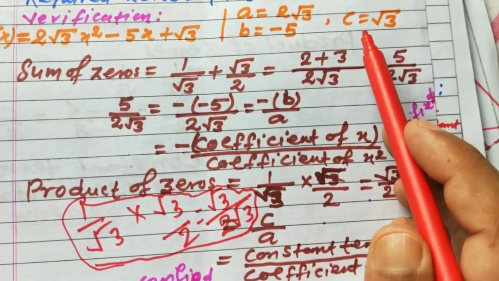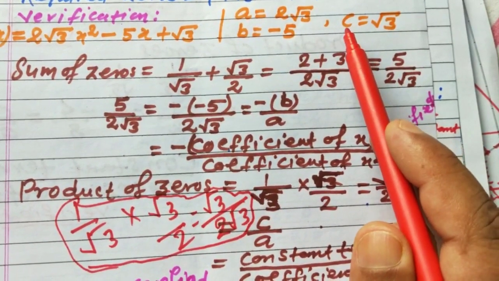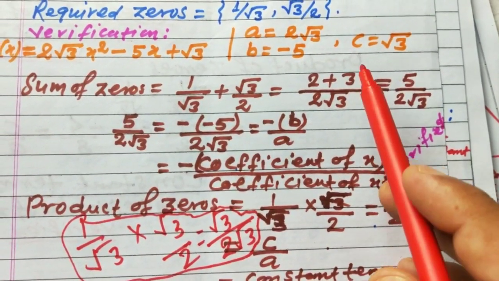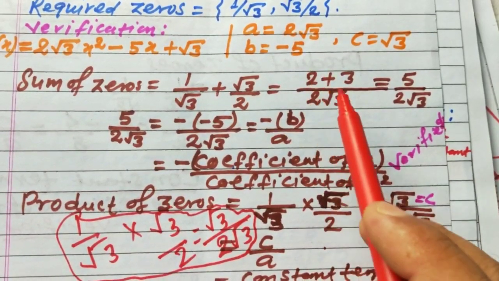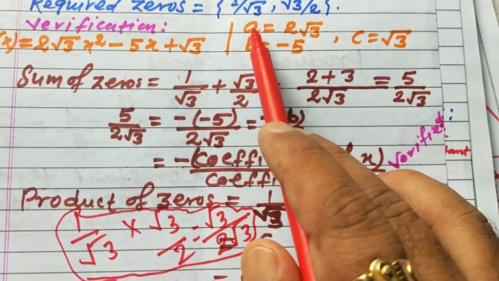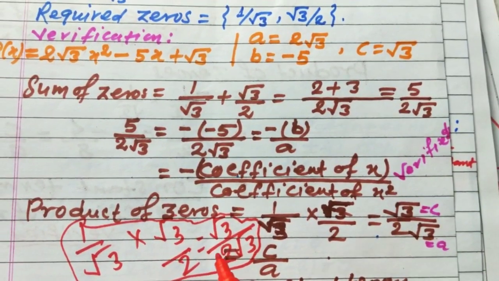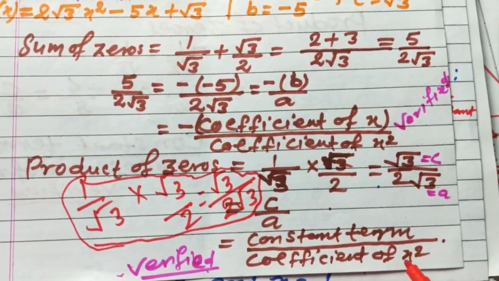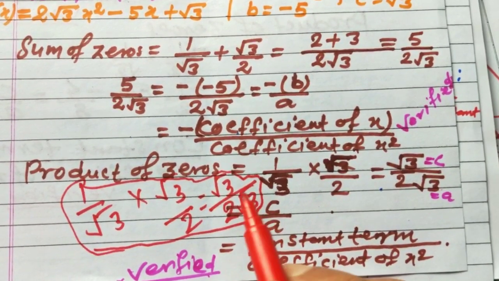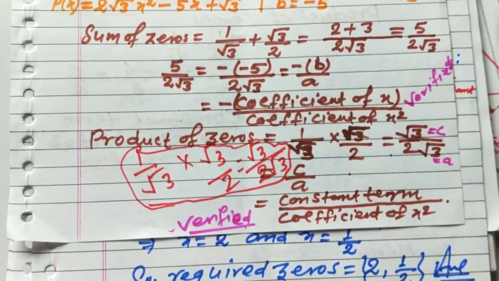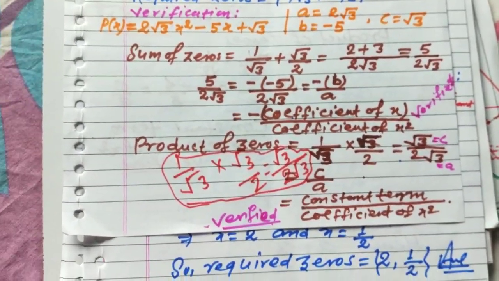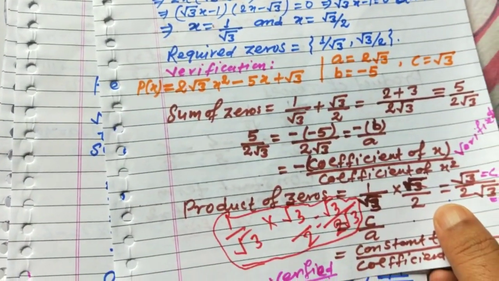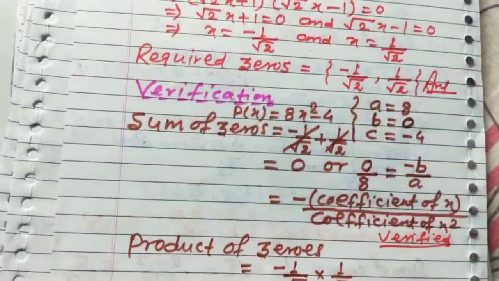Now see, √3 is the value of c. So at the place of √3 we can write c, and 2√3 is the value of a. So we can write a. So it is equal to c by a, and c is the constant term and a is the coefficient of x². So it is also verified. In this way we can find the zeros of a quadratic polynomial, and we can also verify the relationship. Now let us see the second problem.